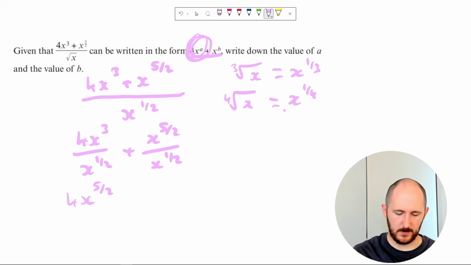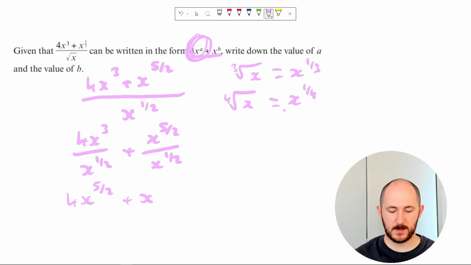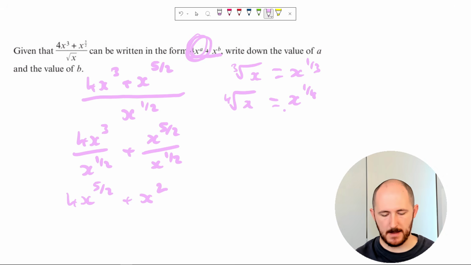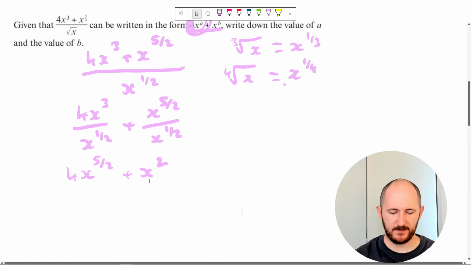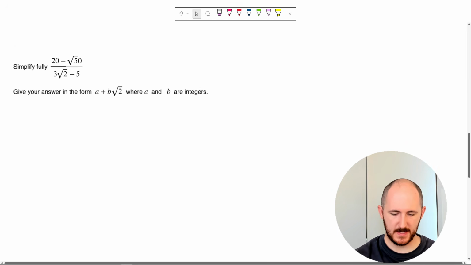Cool. Then we're going to have plus, it's going to be x to the power of something. It's 5 over 2 minus 1 over 2. Well, that's 2.5 minus 0.5, which is just 2. So a in this case is 5 over 2, and b is just 2. Not bad. Now again, that's something you'll have to do in like 30 seconds. They might not even give you a mark for it, but you're still expected to do it. So it's something you have to be very, very fluent in, which is what this whole thing's about.